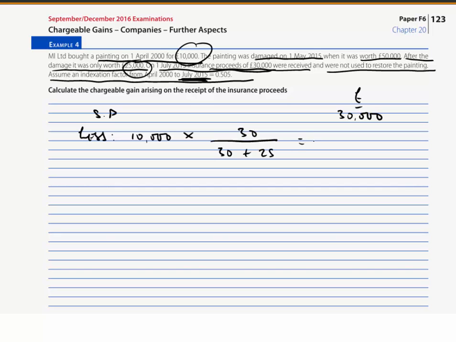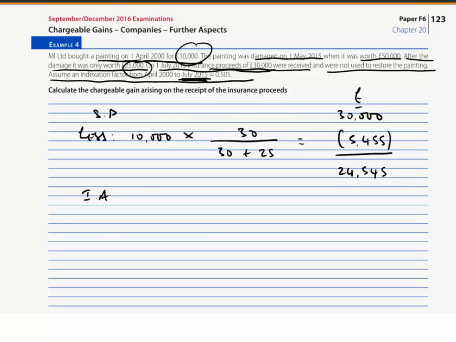Okay, calculator time. Again, as per usual, put that through your calculator and get your allowable cost. On my workings, I got that to be £5,455. Take, of course, your allowable cost away from your deemed proceeds to get your unindexed gain here, £24,545.